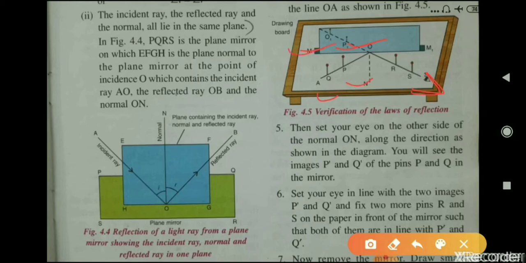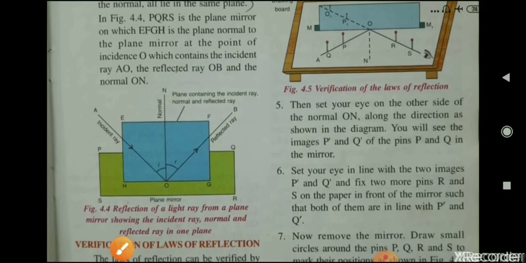Now set your eye in line with the two images. You have to exactly set your eye in a line such that it appears to be a straight line. Okay, so you have to fix two more pins R and S on the paper in front of the mirror such that both of them are in line with P dash and Q dash.